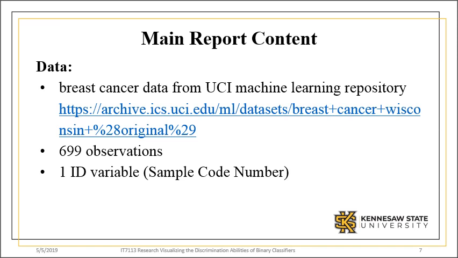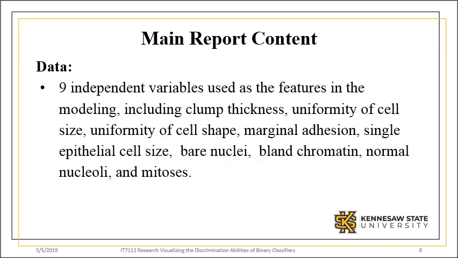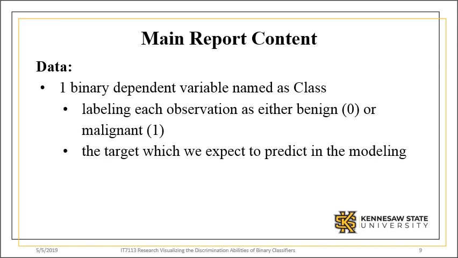It includes 699 observations with one ID variable called sample code number. It also includes 9 independent variables which are used as the features in the modeling, as well as one binary dependent variable called class. It labels each observation as either benign coded as 0 or malignant coded as 1. This is the target we expect to predict in the modeling.